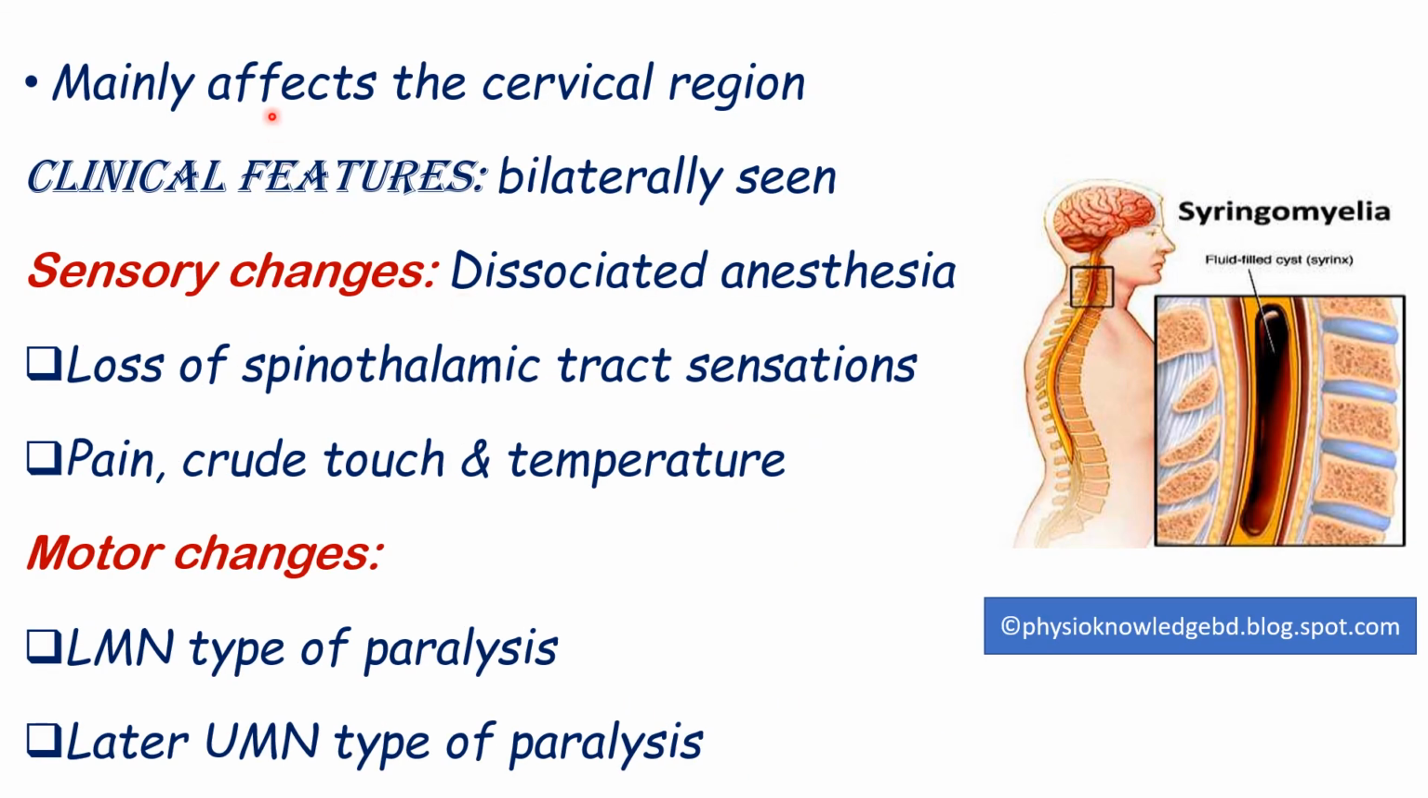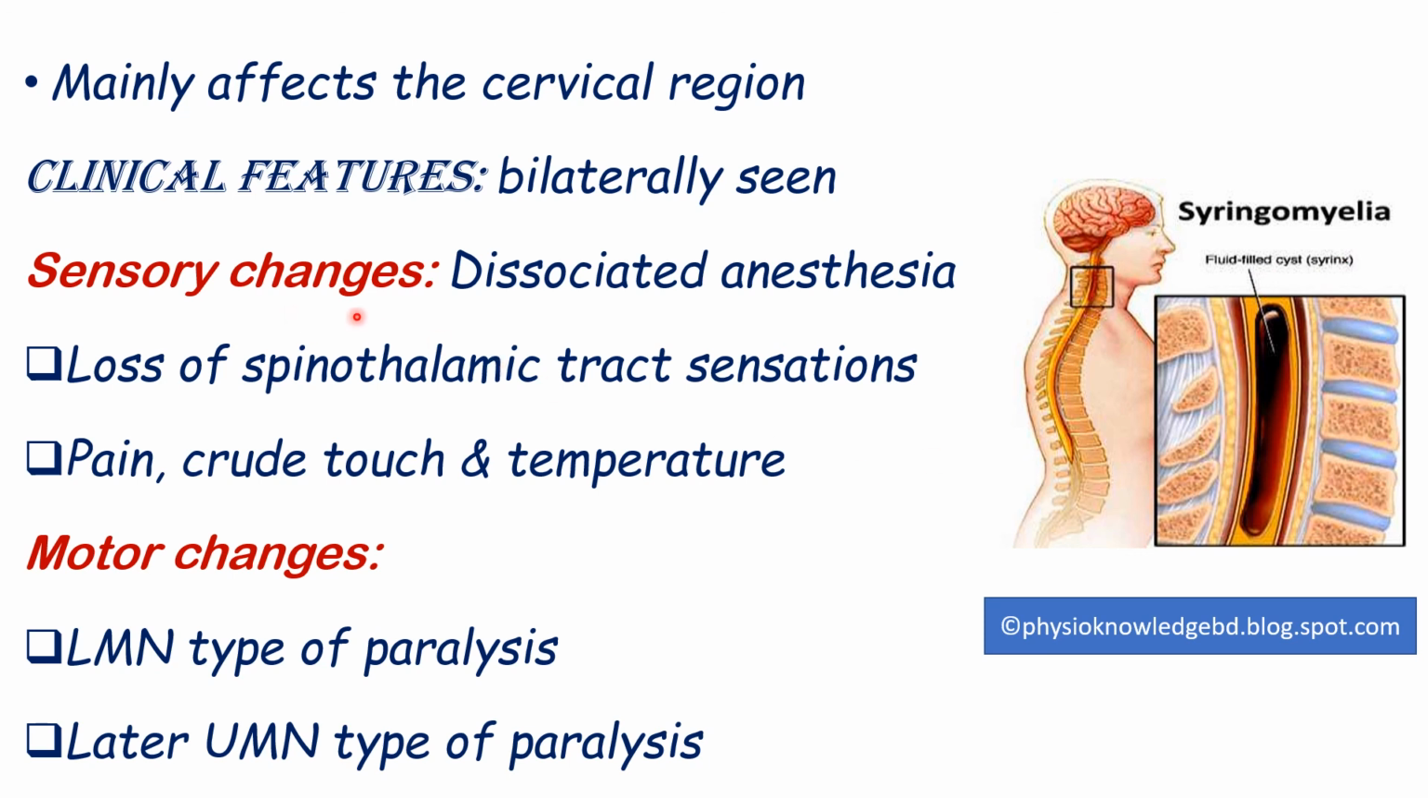It has been seen that syringomyelia mainly affects the cervical region, and the symptoms are seen in areas supplied by the cervical nerve roots. So the clinical features are seen bilaterally here. See, this is the fluid filled cystic cavity, what we call the syrinx, and that is why syringomyelia.